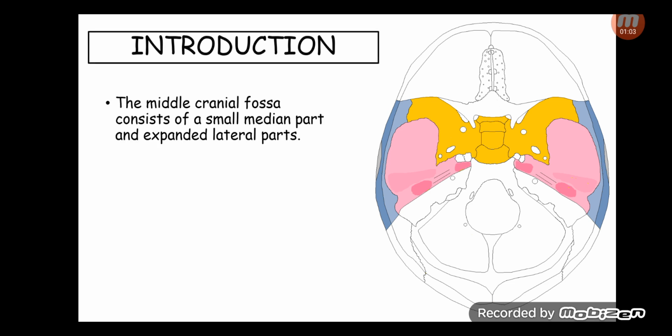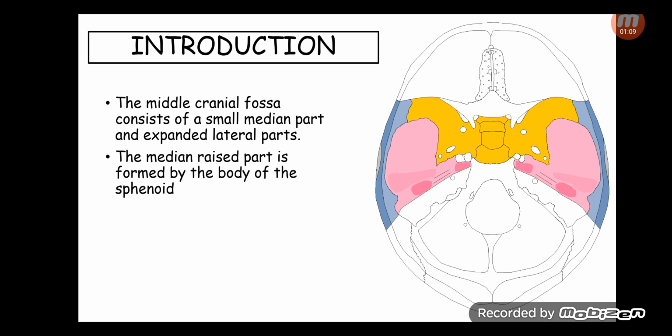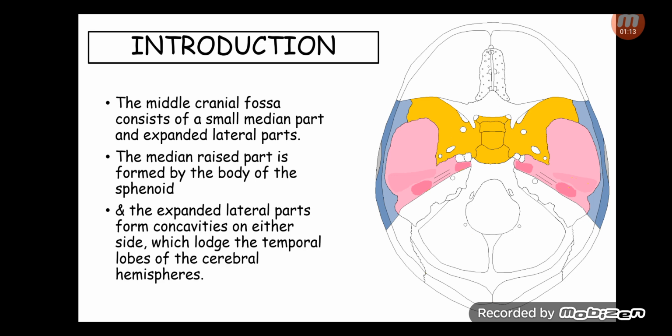The middle cranial fossa consists of a small median part, as you can see in the diagram, and expanded lateral parts. The median raised part is formed by the body of the sphenoid, while the expanded lateral part forms a concavity on each side, and they are formed by the sphenoid bone, temporal bone, and to some extent the parietal bone. They lodge the temporal lobe of the cerebral hemisphere.